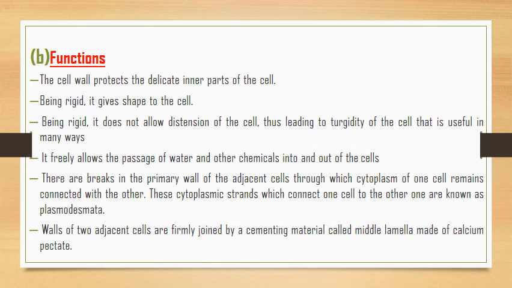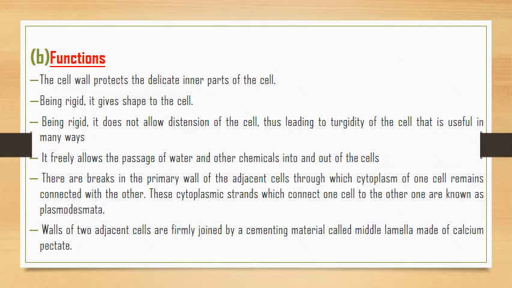Function: the cell wall protects the delicate inner parts of the cell. Being rigid, it gives shape to the cell. Being rigid, it does not allow distension of the cell, thus leading to turgidity of the cell. That is useful in many ways. It freely allows the passage of water and other chemicals into and out of the cell.